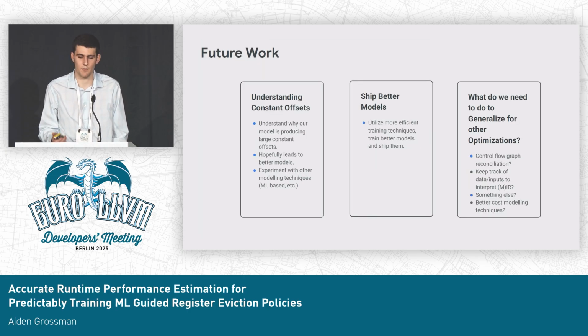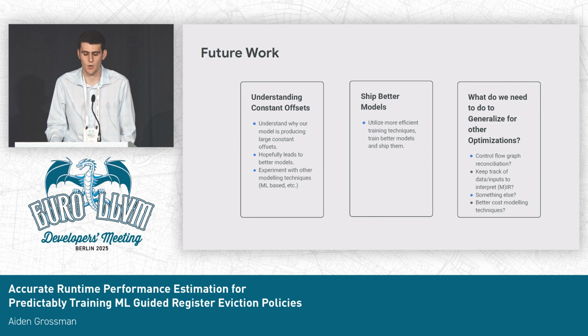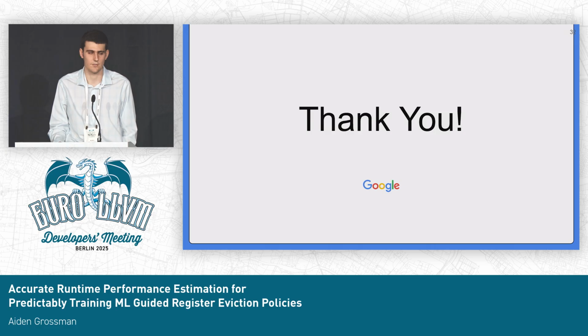And then the main thing that we want to focus on in the future is generalizing to other optimizations. The control flow graph reconciliation is a pretty big challenge there. We want to figure out how to generalize this approach to other optimizations that might inherently change the control flow graph, without easy cop-outs like register allocation just inserting zero-length basic blocks, and also some better cost modeling techniques. So yeah, that's all for that one.